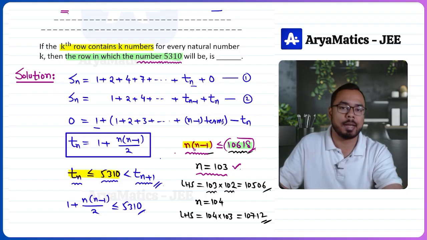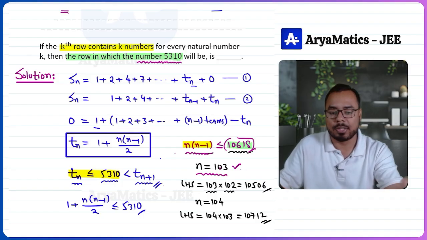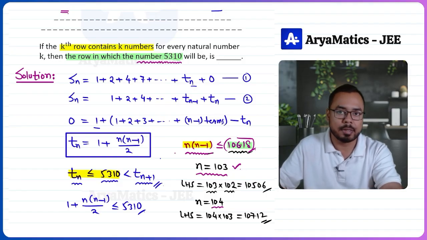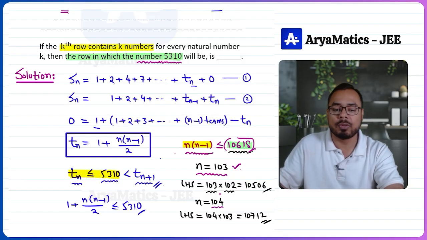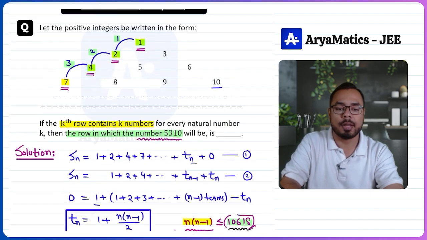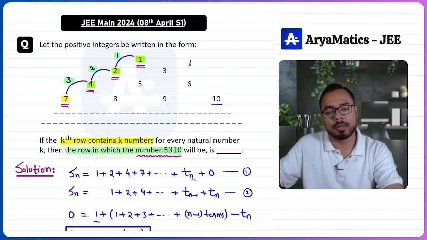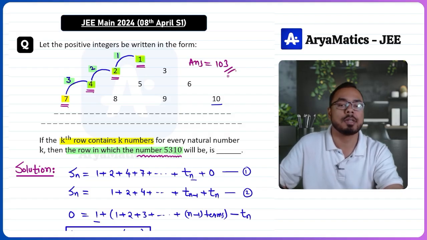Because on the left hand side, n and n minus 1, those two are approximately the same. So from there we got these two possible values. 103 is satisfying the inequality. 104 is giving us a number greater than this right hand side. So the maximum value of n that will satisfy this inequality is 103. And therefore, this particular element 5310 has to be in the 103rd row. And therefore, the correct answer for this problem will be 103.